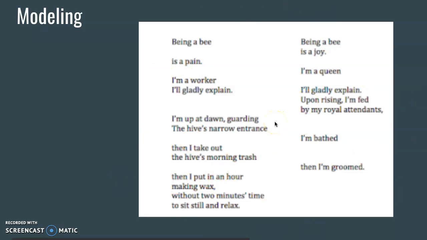This example was actually given to us in the 50 Strategies book, and it was the best one I could find that I really liked.